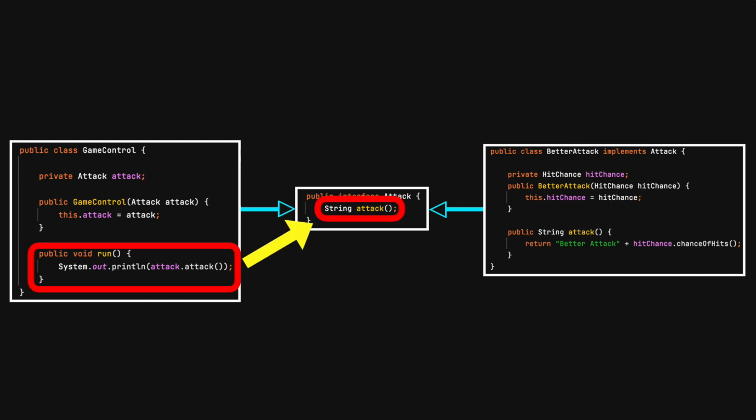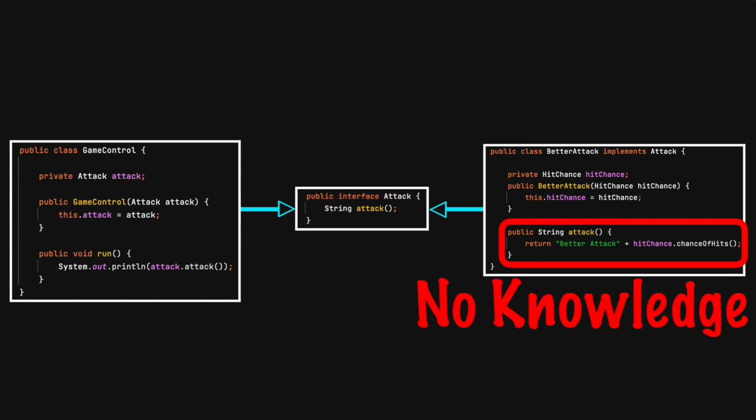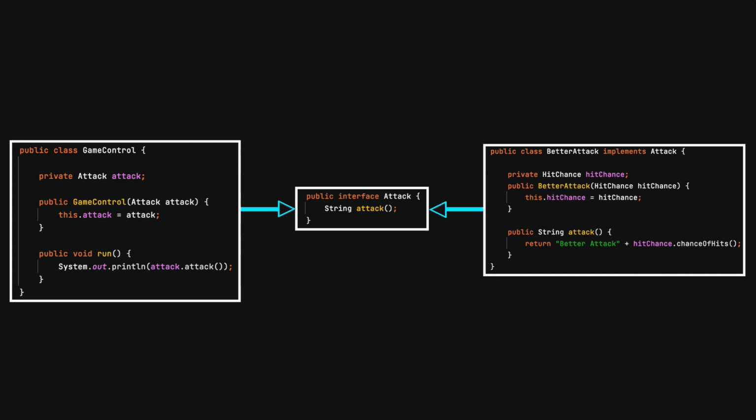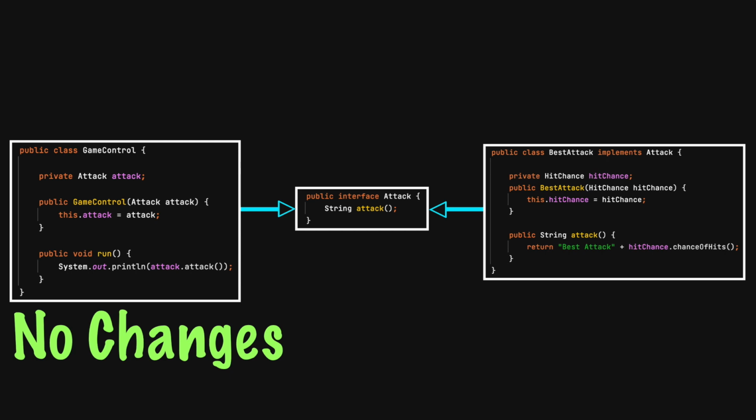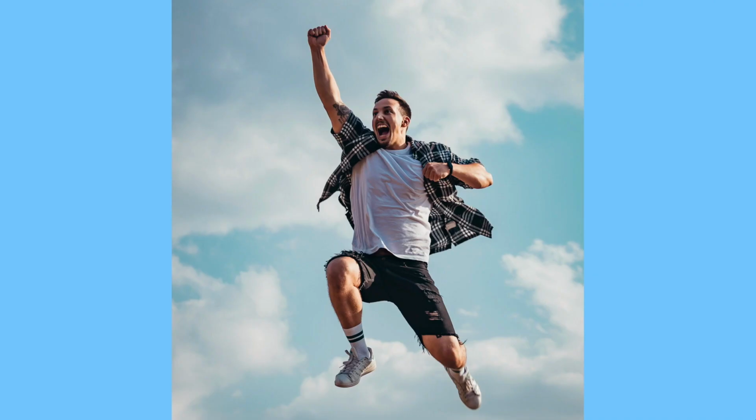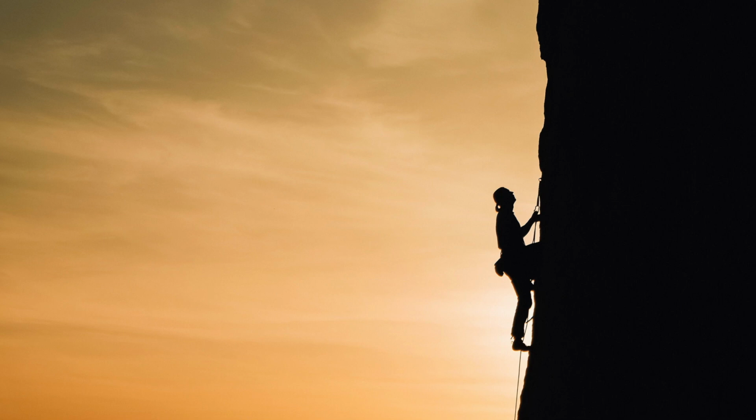The run method calls the abstract method from the interface. Game control has no knowledge of any methods in the better attack class. Later, better attack class can be replaced by best attack class, with no changes to the high-level game control class. This solution will work. I challenge you to get familiar with the five SOLID principles and utilize them in your applications.